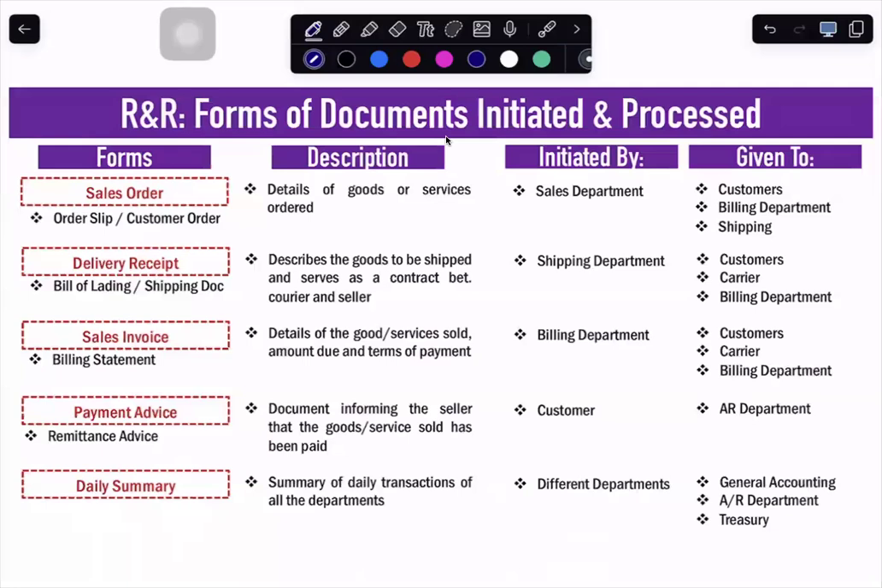controls within each department. So just a recap, we have your sales department. We also have your credit department. We also have your warehouse, your shipping, and then we have your accounting department. Okay, so let's start first with your sales order. This is the first form, also known as your order slip or your customer order. It describes the goods or services that are being ordered by the customer.